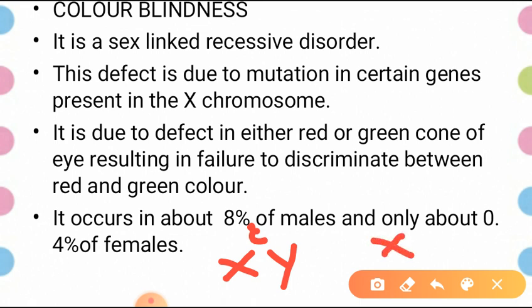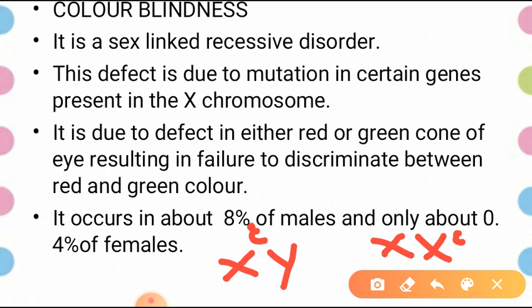But how many X chromosomes does a female have? Two X chromosomes are there. Even if one X chromosome carries the allele for color blindness, she will be a carrier. Externally, she will not show any symptoms. That is why color blindness is seen in 8% of males and only about 0.4% of females. Got it? Because it is an X-linked, recessive disorder.